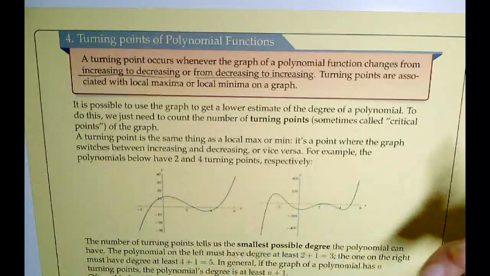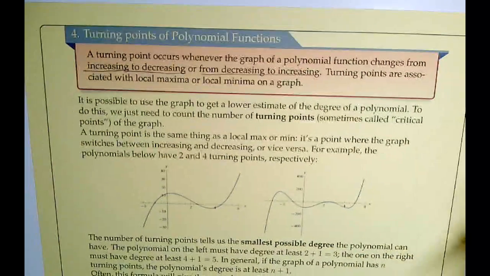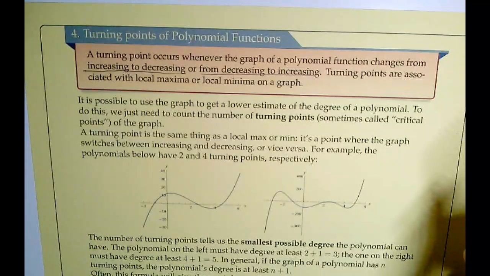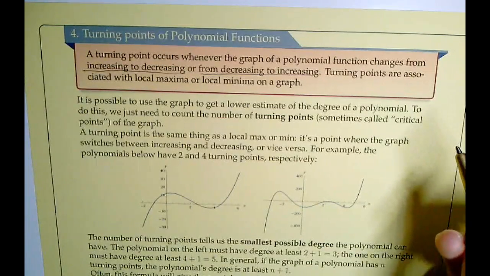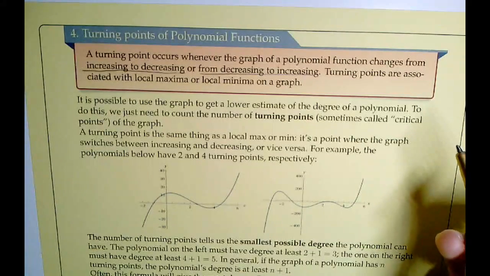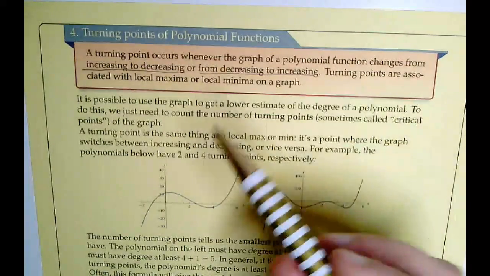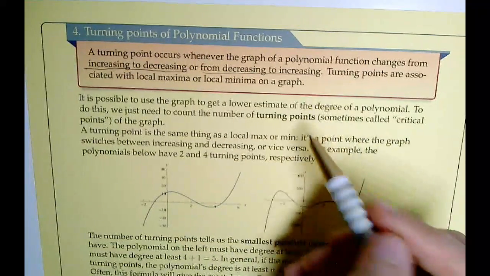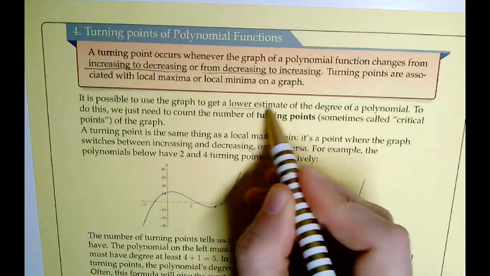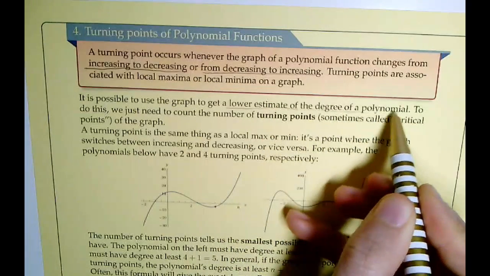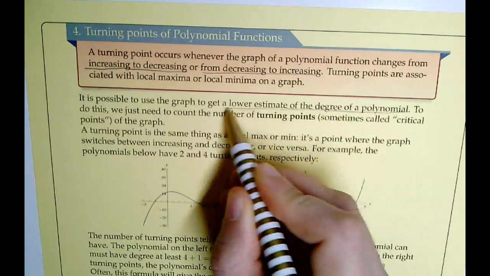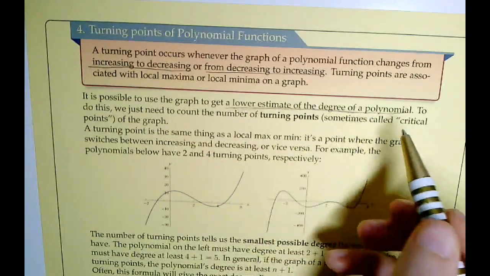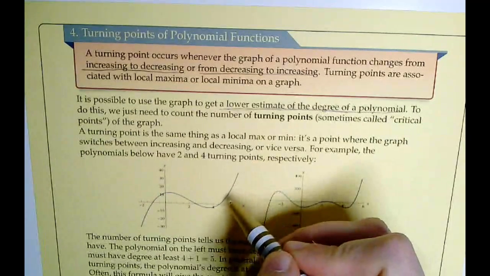So the important information turning points are going to give us is information about the degree of the function. So it's possible to use the graph of a polynomial function to get a lower estimate of the degree of the polynomial. What does it mean, a lower estimate? It's like, what is the minimum degree of this polynomial?